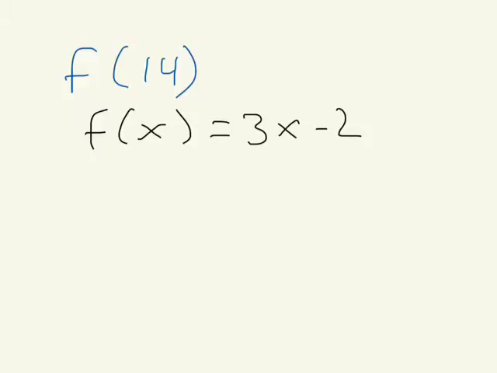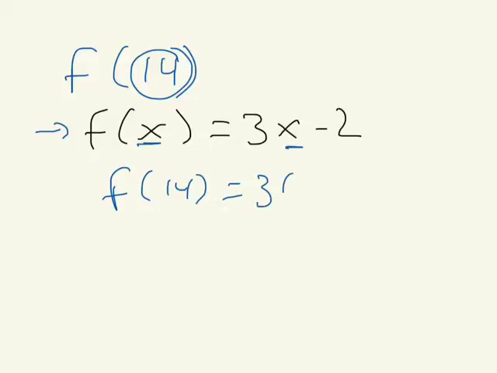F of 14 tells us to look at the f equation, and we want to replace each x with this number 14 right here. So let's write that out. F of 14 is equal to 3 times 14 minus 2. So that's going to equal 3 times 14 is 42. Subtract 2, it's going to equal 40.